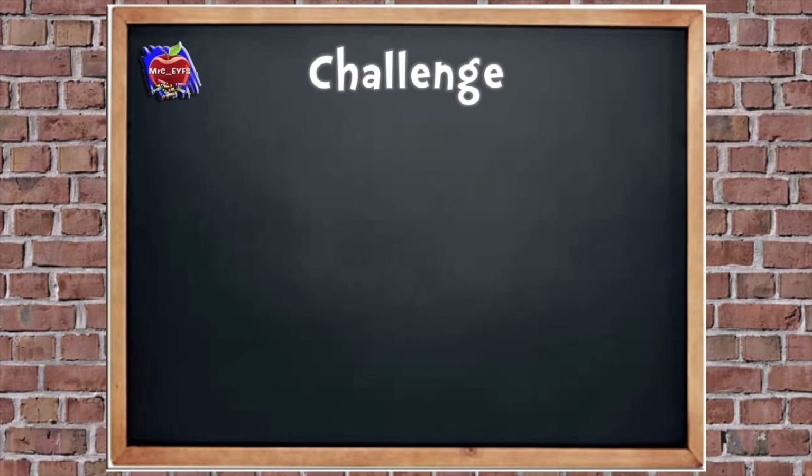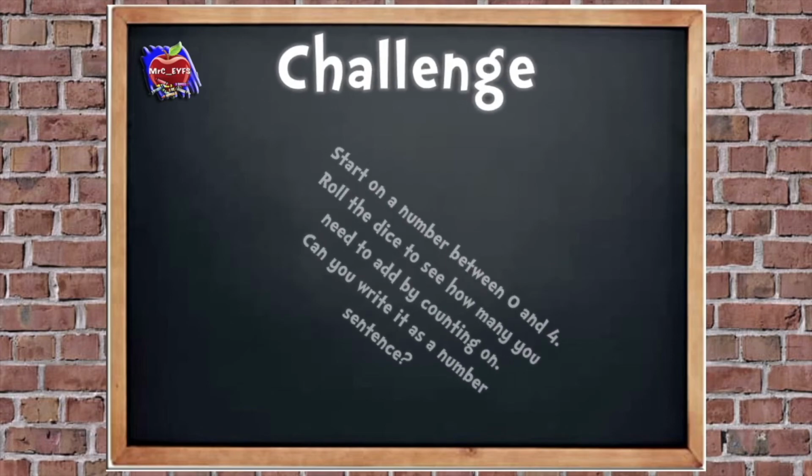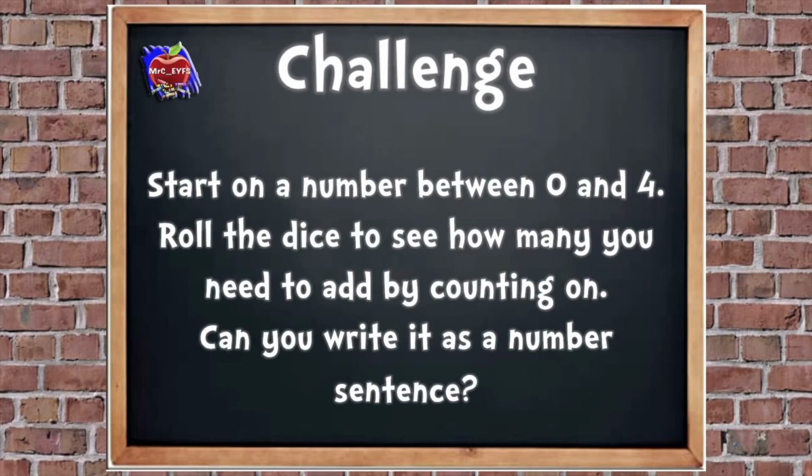Right, so here we go on to our challenge. So, start on a number between 0 and 4. So 0, 1, 2, 3 or 4. Then you need to roll the dice to see how many you need to add by counting on. So can you write it as a number sentence as well? So like I did, you could write 2 add 3 equals 5. But have a go at that one.